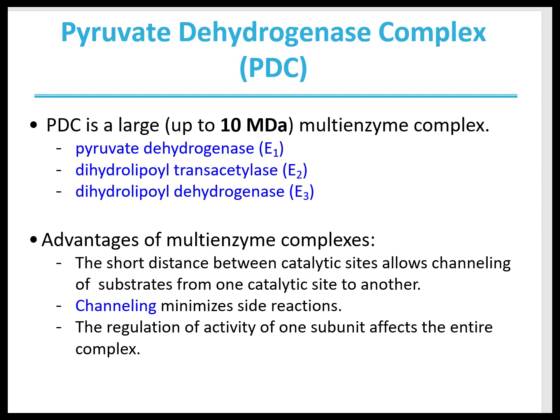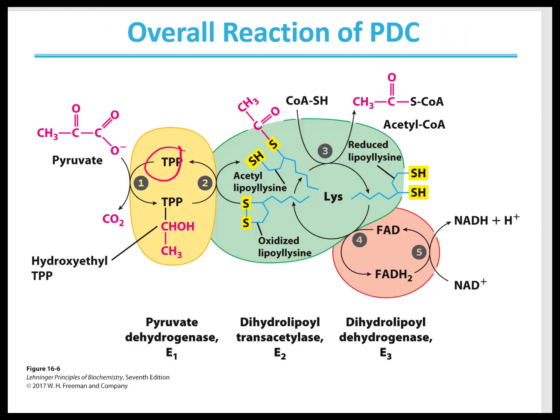This process of reducing the distance that the substrate must diffuse to travel from one active site to another is called channeling. Now, channeling also ensures that side reactions are minimized and provides a very efficient way to coordinately control this reaction. So the pyruvate dehydrogenase complex can catalyze 5 sequential reactions in the conversion of pyruvate to acetyl coenzyme A. Now, there are several coenzymes and prosthetic groups that are required for this sequential reaction to happen.